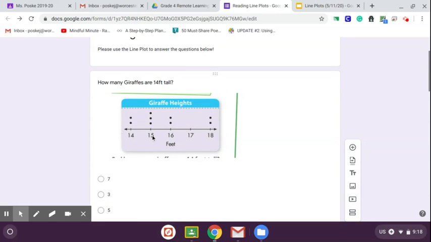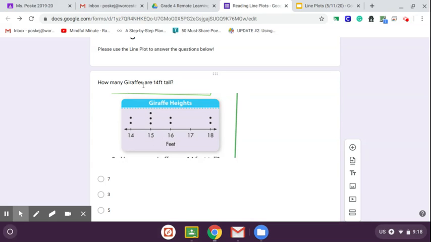Okay, so you're going to take a look at this data, giraffe heights. Height means how tall something is. So these are how tall some giraffes were. So you have 14 feet, 15 feet, 16 feet, 17 feet, 18 feet. I'm not going to give you the answers here, but each dot represents how many giraffes were that many feet. So like there's no giraffes that are 17 feet because there's no dots. But you have 2 that are 18 feet, 3 that are 15 feet, and so on.